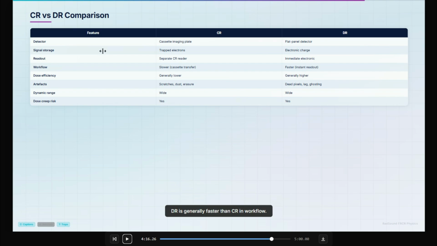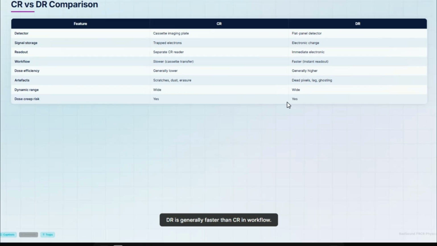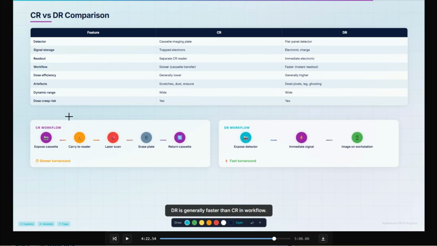Workflow: slower in CR because of cassette transfer, and faster in the others. On the other hand, for dose efficiency, generally the dose will be lower in CR because of many factors that we're going to discuss later, but the dose is higher in DR. Artifacts: there will be scratch artifacts and others in CR, and sometimes in DR, dead pixels, lag, and ghosting. Dynamic range is wide in both of them, but the workflow is slower in CR compared to DR.